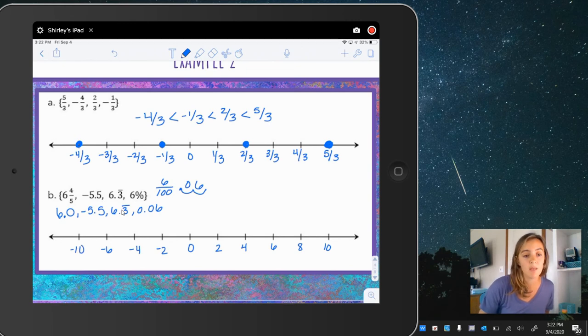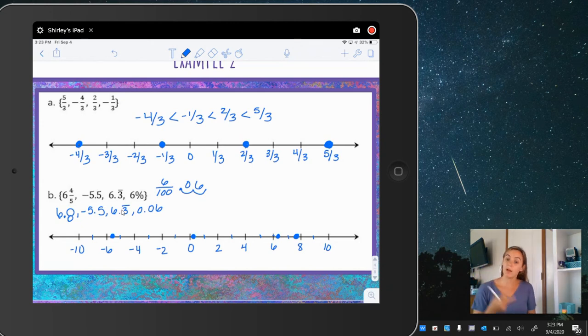Now I'm going to go ahead and plot. So I have 6.0 is just going to go, oh, why did that write as 0? That was supposed to be 6.8. So 6.8, to make my number line even a little bit easier, I'm going to go ahead and write little tick marks to show the ones places. Because if I'm writing 6.8, I want to make sure I put it somewhere down here. My next number is negative 5.5. So I have negative 4, negative 5.5, 6.3, and then 0.06 is almost right there.